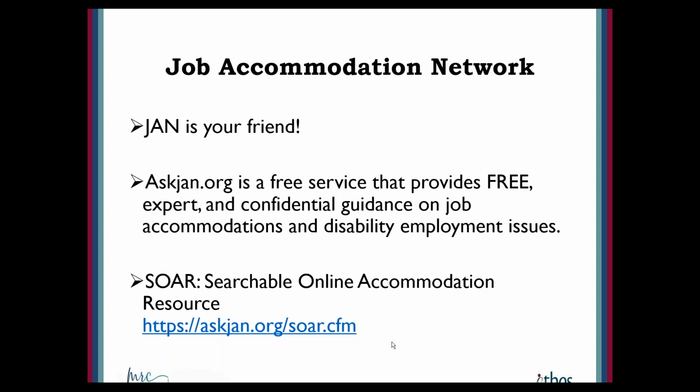They also have this great tool called SOAR, which is an online resource. And you literally can go in and say, okay, here's the medical condition, here's the restriction, and you can keep taking it down more specifically. They ask you a series of questions, you can click on them, and then poof, out comes a list of potential accommodations. So I find this really helpful. So if you don't know about JAN, I hope that you will take a look at that and use that in the future, right?